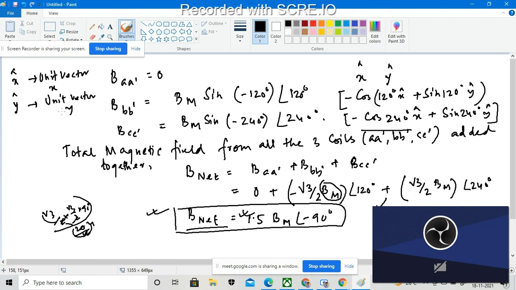Now you have to solve these equations and find the value of B net. First you will think from your brain how could I solve this. If not, then in the next classes I will show how to find these things using the vector representations. Is that clear? Yes, sir.